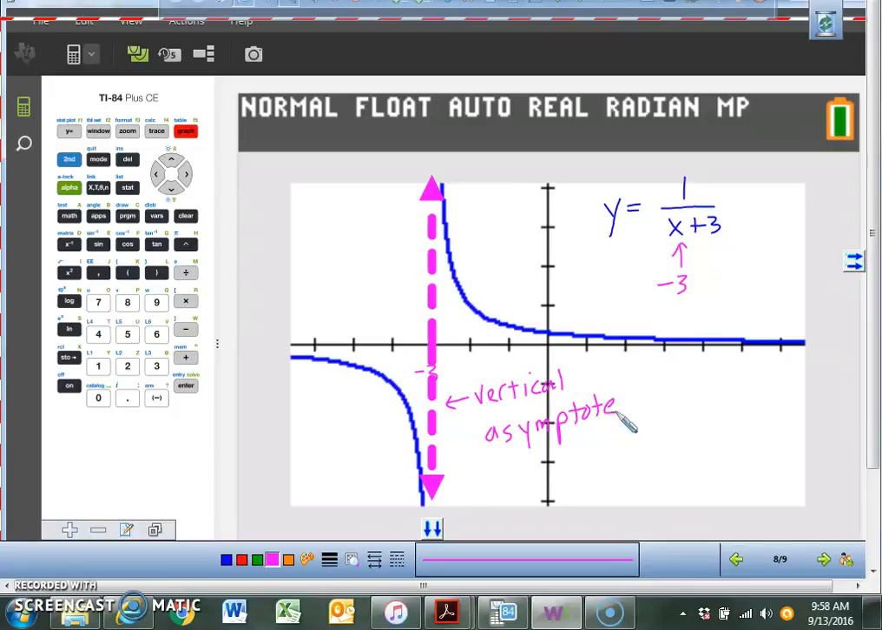I apologize. Okay. So, over here, our vertical asymptote is where? It's actually at x equals negative 3. Okay? You're going to be called upon to locate and draw vertical asymptotes in the assignment. So right now we're practicing doing what? We're practicing drawing and locating.